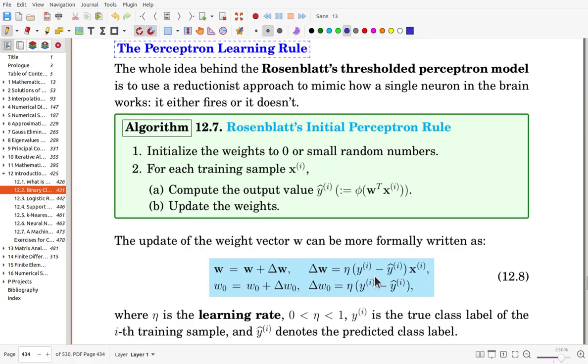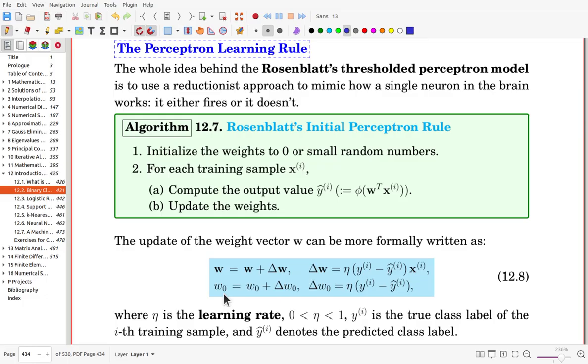Once they are different, then this is a factor, and xi scaled by eta will be added to the old weight to get the new one. Along with this update rule, W and W0 are iteratively refined, and once it is convergent, we can stop.